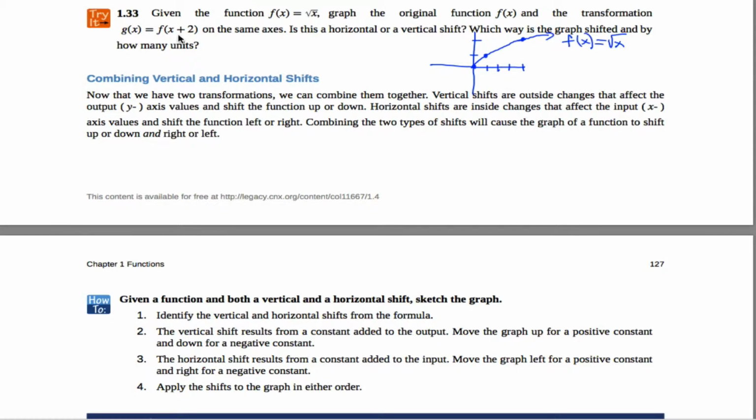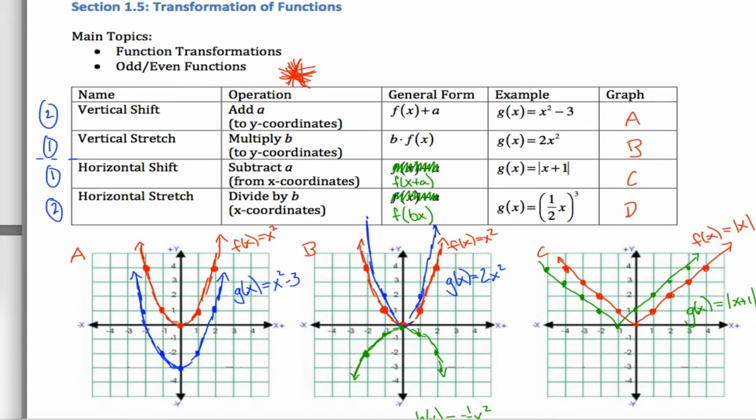Then we're asked to sketch g of x, which is defined to be f of x plus 2. So f of x plus 2, think about that in terms of transformations. Well, it looks like I am adding 2 to the x coordinate, to the input. So I have a horizontal shift. And to apply a horizontal shift, what I do is I subtract whatever a is, 2 in this case, from each of the x coordinates.